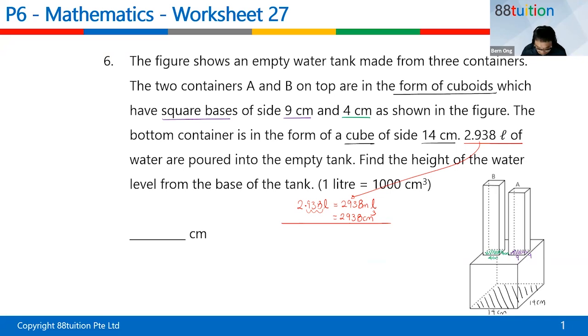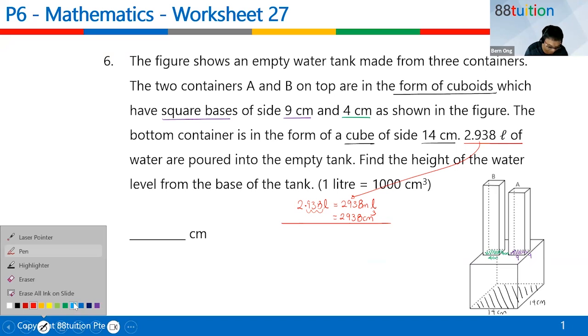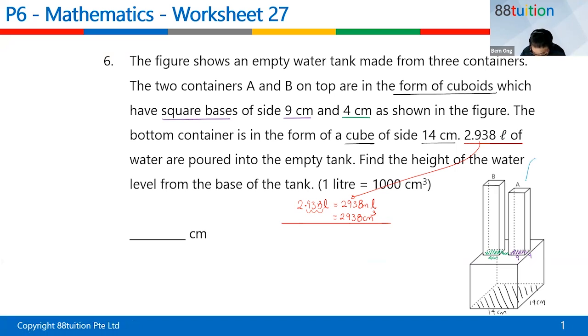Then what happened? Water is poured into the empty tank. When the water is poured into the empty tank, look, children, look. What is happening? Water goes in, maybe from A or from B. The water will always fill up the bottom portion first. You will fill up this portion first, then you will slowly fill up. Can you see or not? Can you do some imagination or not? Maybe your imagination is better than mine, but mine got sound effect. Can you see or not?